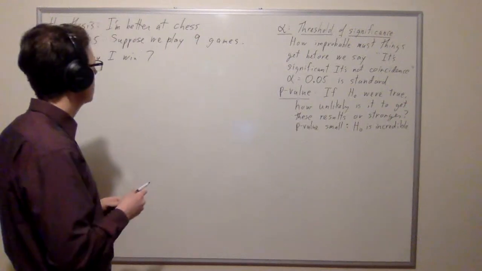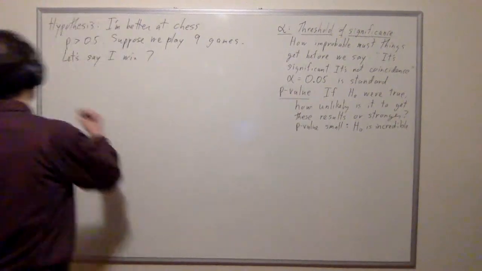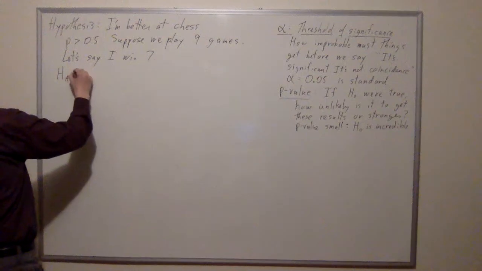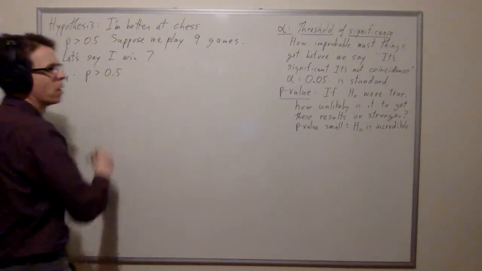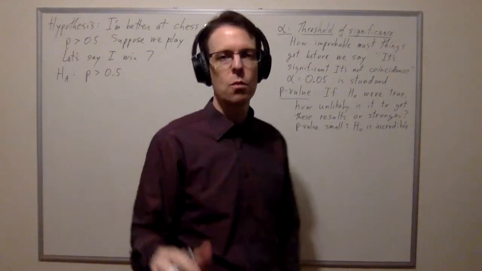So let's say I win 7. So how do we do this? Let's clarify what our hypotheses are. The alternative hypothesis is that the probability of winning is going to be greater than 0.5. That is, I'm better, so I'm more likely to win.